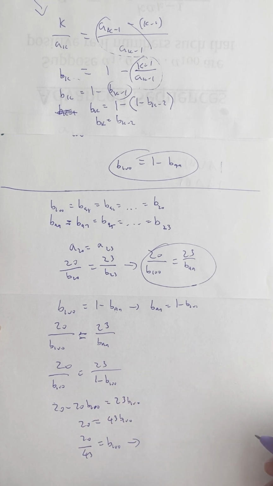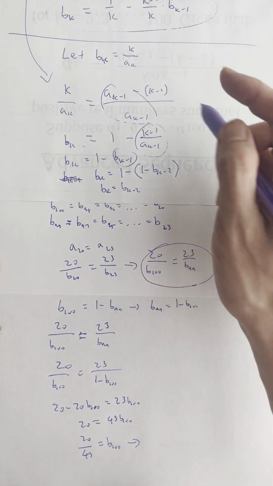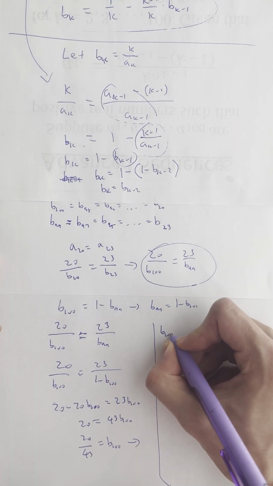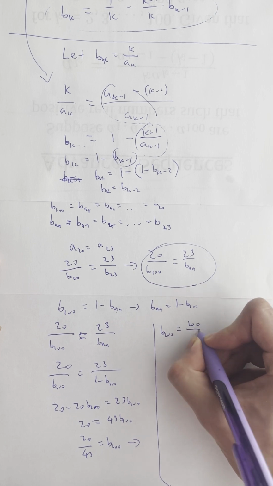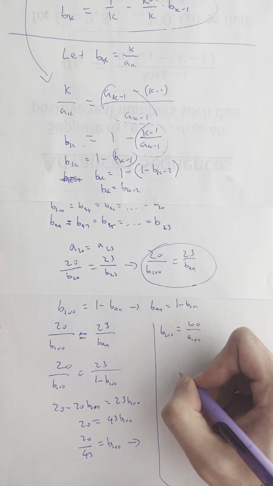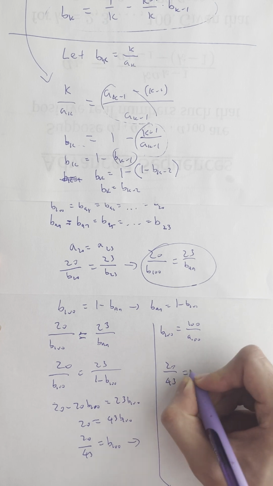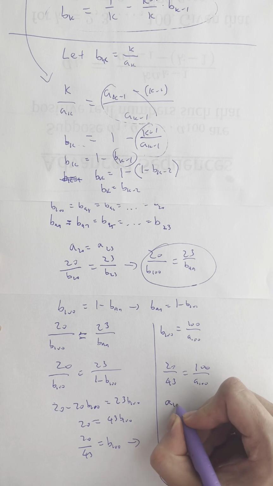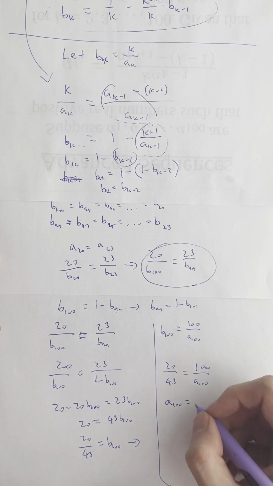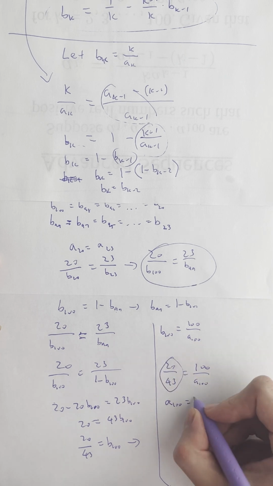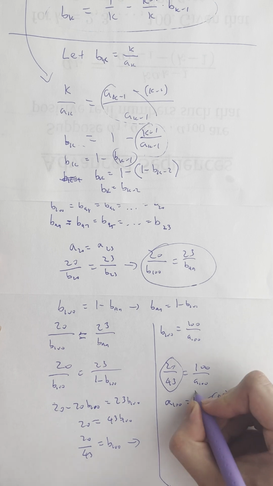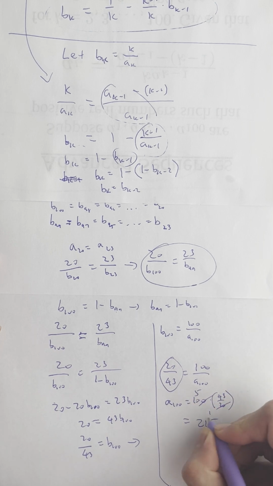So what is A100 equal to? Look at the recurrence again. B100 is equal to 100 over A100. So 20 over 43 is equal to 100 over A100. Multiply both sides of the equation by A100, and then multiply by the reciprocal, 43 over 20. I'm going to cross these out. And then 5 times 43 is 215. This is your answer.